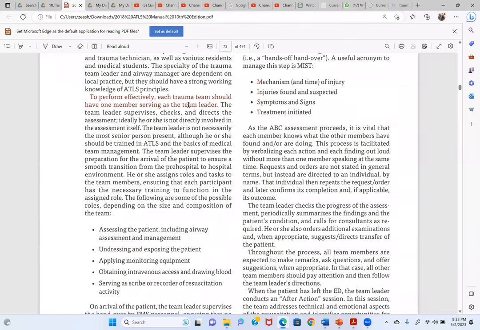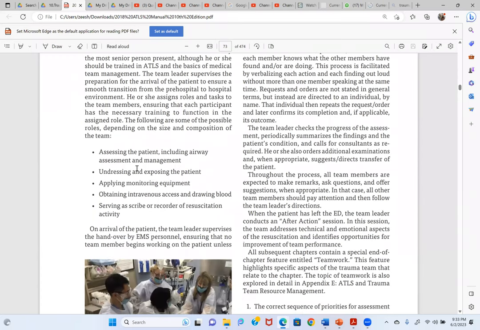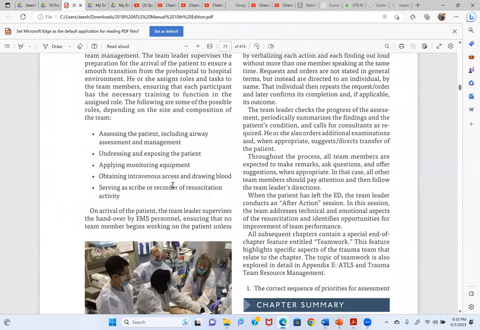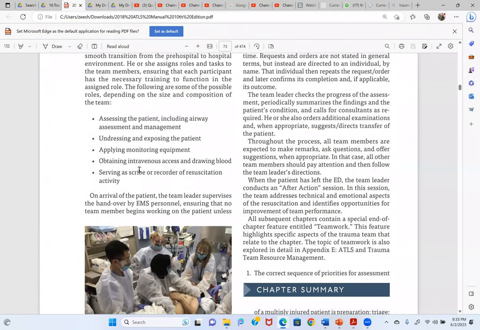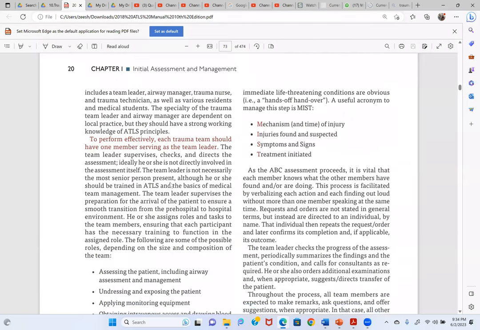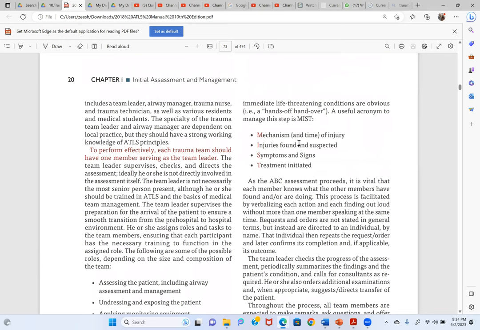Like in any other team, they have mentioned here that you should have a team leader who is leading, and the other people are assigned roles, the same as in ACLS: assigning roles, team leadership, supervising, checking, and seeing the response, just like in ACLS. Assessing the patient, including airway assessment and management, undressing, exposing. Applying monitoring equipment, obtaining intravenous access and drawing blood, serving as a scribe or recorder of the resuscitation.